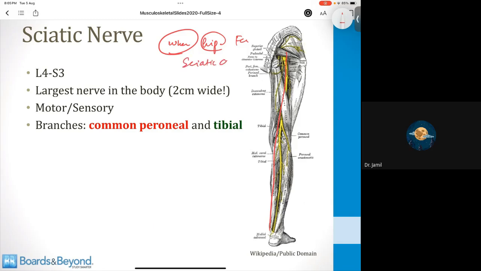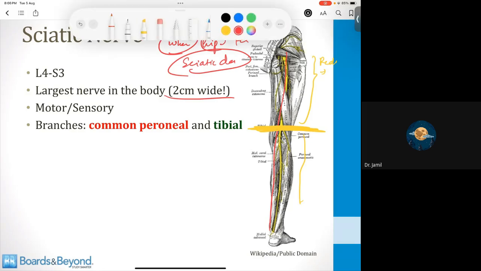Sciatic nerve is going to be damaged. Sciatic nerve is the largest, having 2 centimeters of width. So in this slide, we are going to discuss the sciatic nerve supply after your leg, right? This is going to be discussed in the radiculopathy chapter. So we are going to discuss the branches of the sciatic nerve just below the knee joint, at the posterior aspect. Is it clear? So we have 2 branches of the sciatic nerve at the level of your knee joint, right?